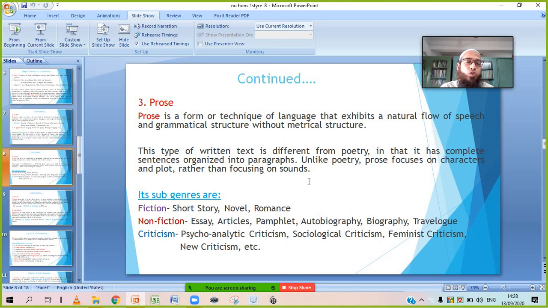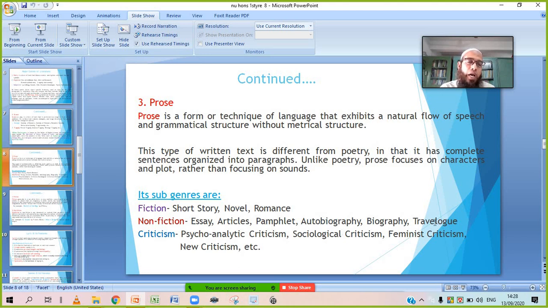Prose focuses on characters and plot, but poetry focuses on sounds. That is the basic difference between prose and poetry. Its subgenres are fiction and non-fiction. Fiction includes short story, novel, romance. Non-fiction includes essay, articles, pamphlet, autobiography, biography, travelogue.